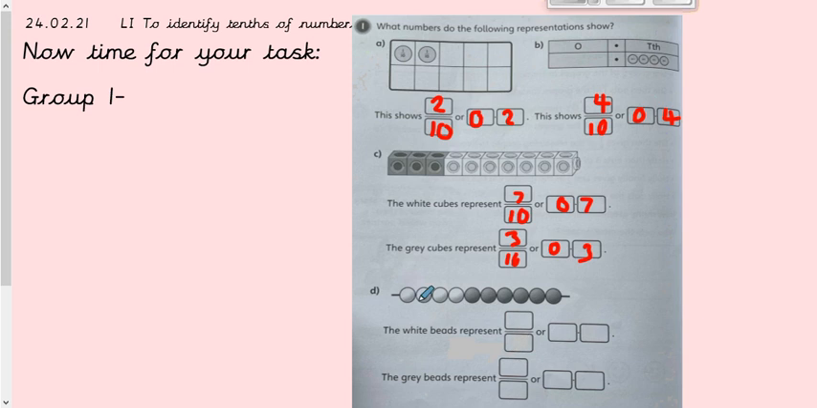The white beads represent 4 tenths. I'm assuming there's 10 there. 1, 2, 3, 4, 5, 6, 7, 8, 9. Yeah, which is 0.4. And then the grey beads represent 6 tenths, which is 0.6. So I'm hoping that was all quite straightforward for you.